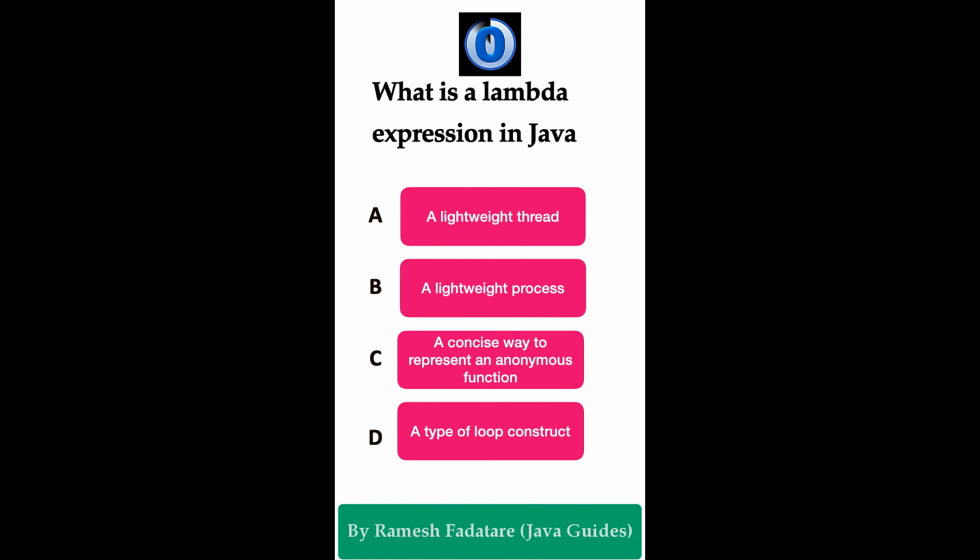The correct answer is option C, a concise way to represent an anonymous function. Well, as we know, lambda expressions were introduced in Java 8, and we can use lambda expressions to achieve functional programming in Java. A lambda expression basically does not have a name. That's why it is called an anonymous function.